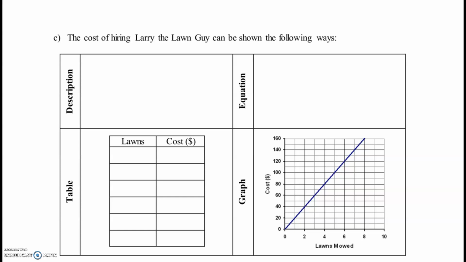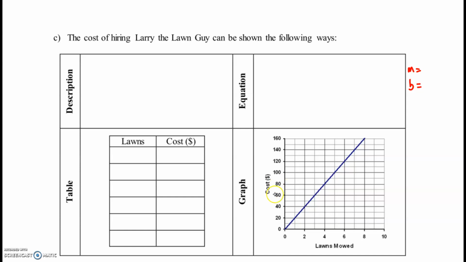Okay, we're finishing our representing linear functions in different ways handout, and these are the last two examples. It says the cost of hiring Larry the lawn guy can be shown the following ways. So this time we're starting with the graph, and we need to come up with the description, equation, and table. So remember that we always need our M and our B. Once we have that we can do our equation.